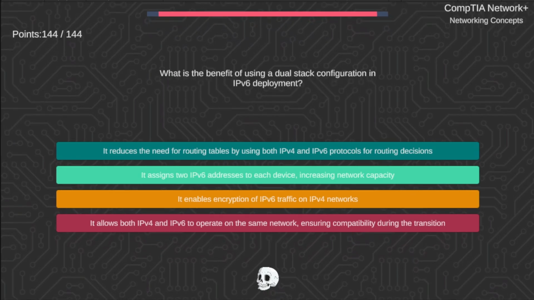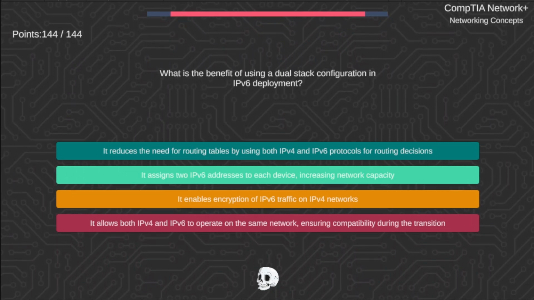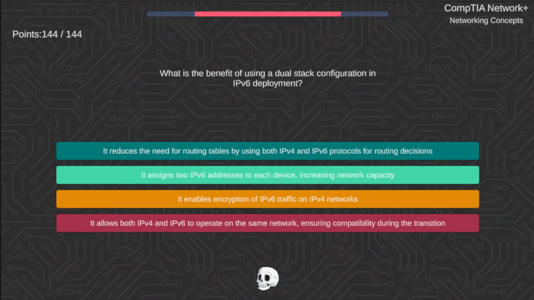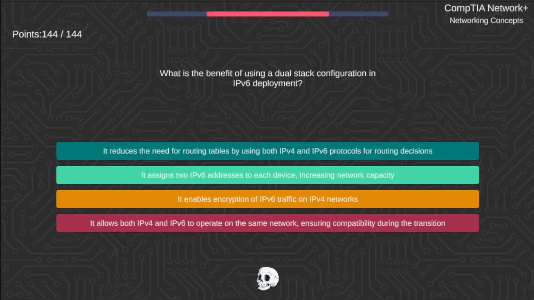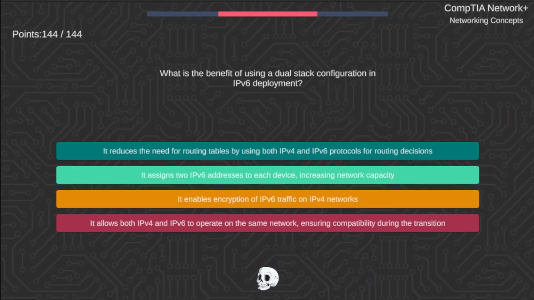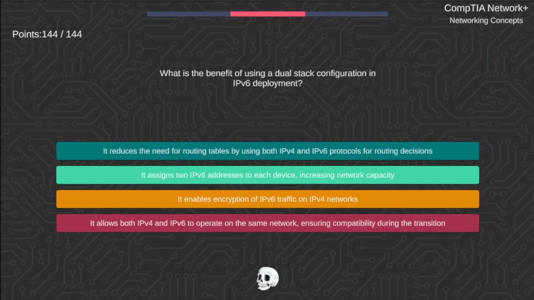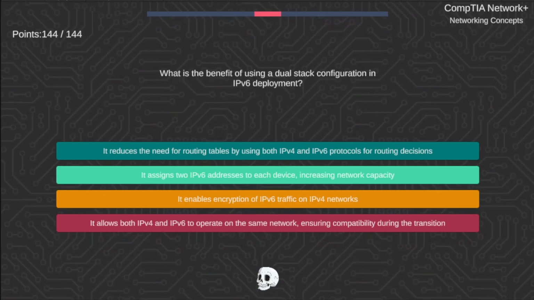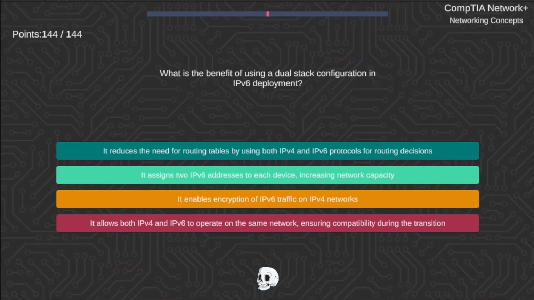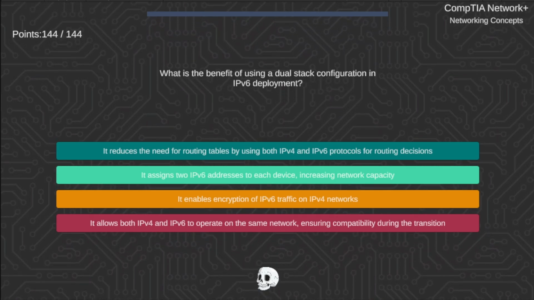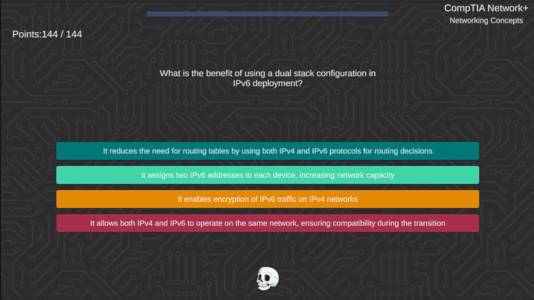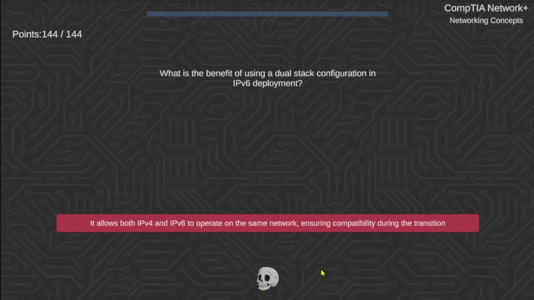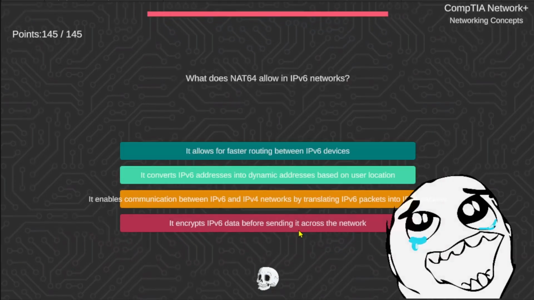What is the benefit of using a dual stack configuration in IPv6 deployment? It reduces the need for routing tables by using both IPv4 and IPv6 protocols for routing decisions. It assigns 2 IPv6 addresses to each device, increasing network capacity. It enables encryption of IPv6 traffic on IPv4 networks, or it allows both IPv4 and IPv6 to operate on the same network, ensuring compatibility during the transition. The benefit of using dual stack configuration in IPv6 deployment is that it allows both IPv4 and IPv6 to operate on the same network, ensuring compatibility during the transition.